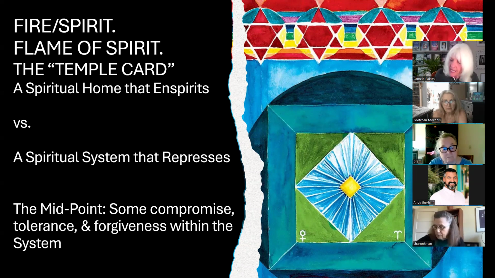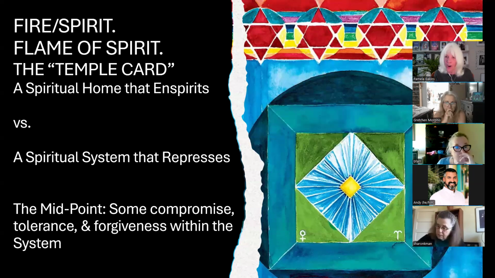It doesn't have to be an actual temple, but any place that inspirits you, fills you with spirit, versus the bad temple, which would be a spiritual system that represses, that owns you, that tells you what to think, and that oppresses you. So every card is cycling. At the midpoint, in the climax community of the temple card, are you following me? The climax community of the number four, at the midpoint, maybe there's some compromise, maybe there's some tolerance and forgiveness within the system that allows it to continue to move forward and to work.